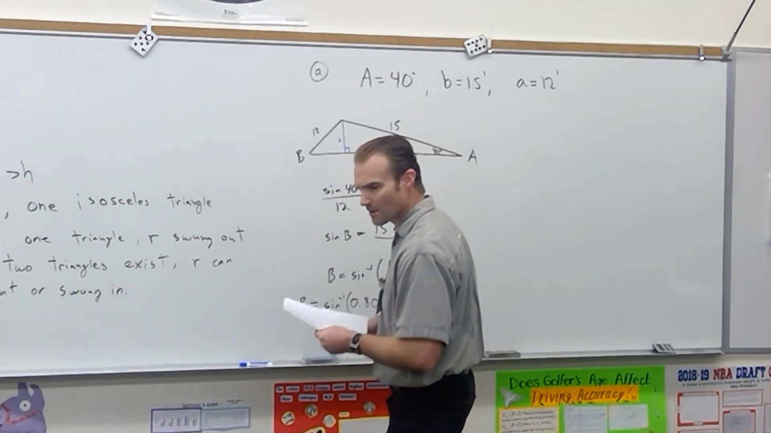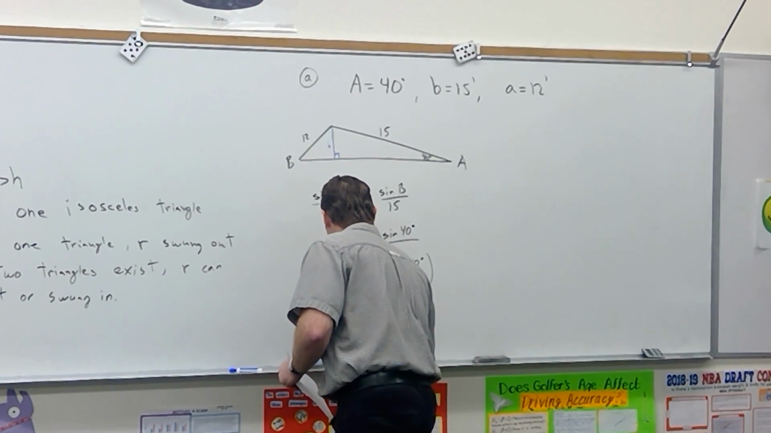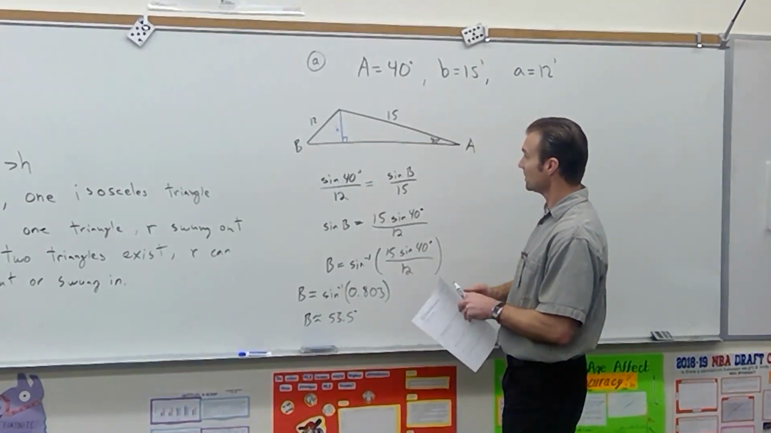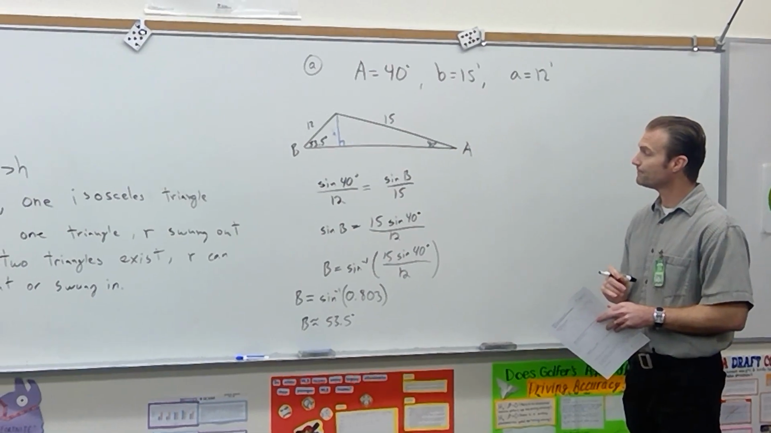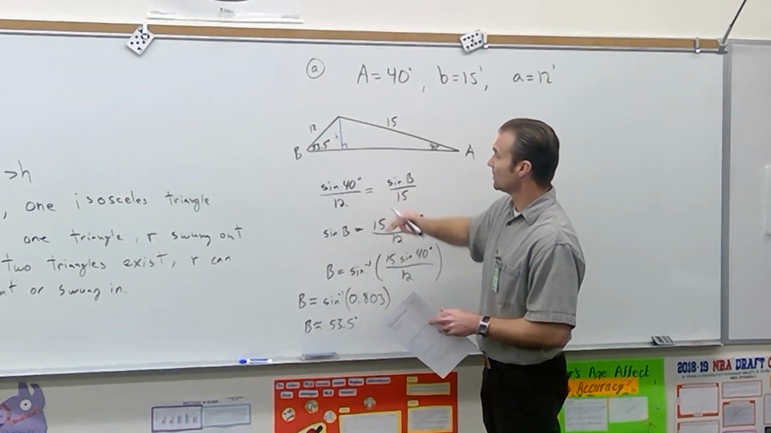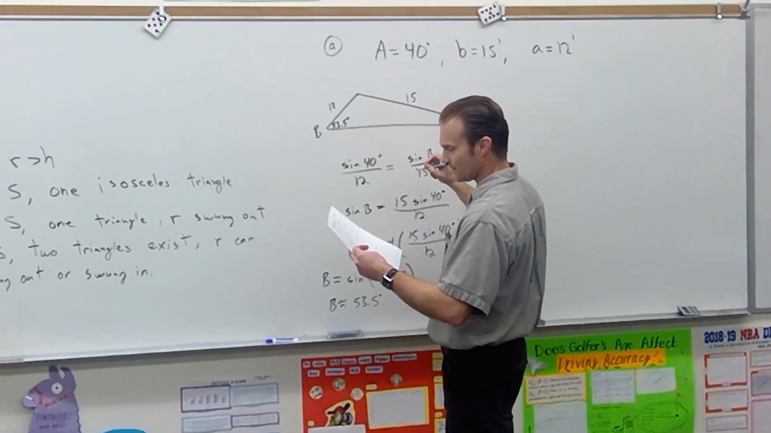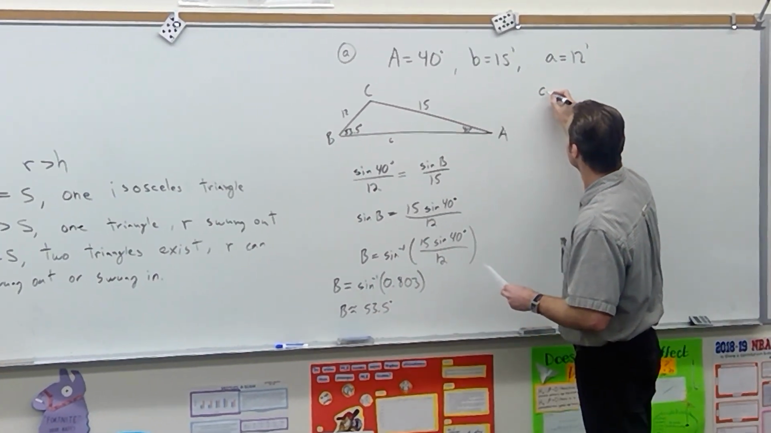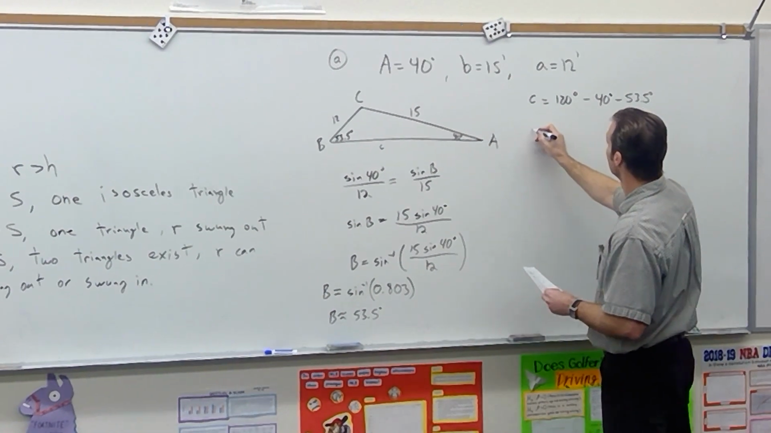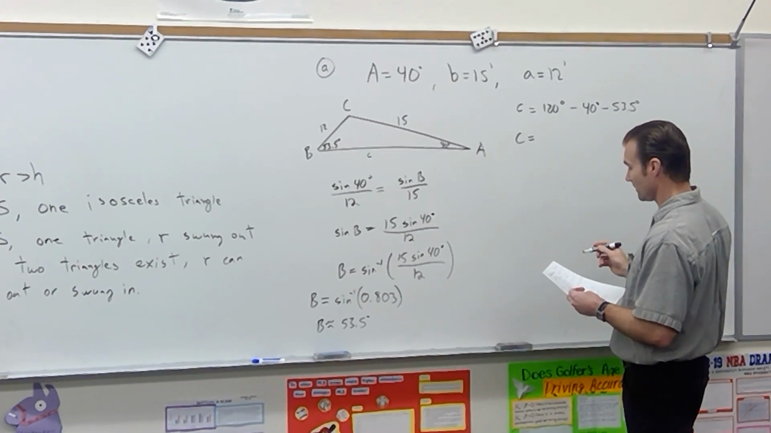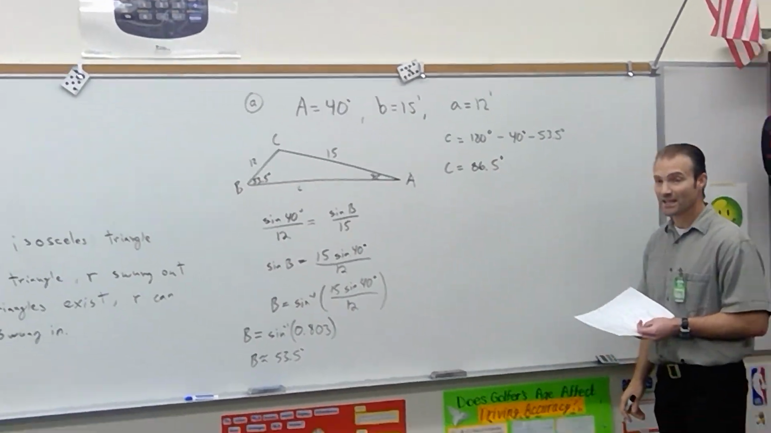Okay, so B could be 53.5 degrees. Okay, and sure enough, that is larger than 40 degrees. So it could be that this is 53.5 degrees right there. Now, I need to find my other angle up here, which is pretty simple. 180 minus those, right, will give me angle, I guess that's C. And let's see, that gives me 86.5 degrees. And lastly, find side C.